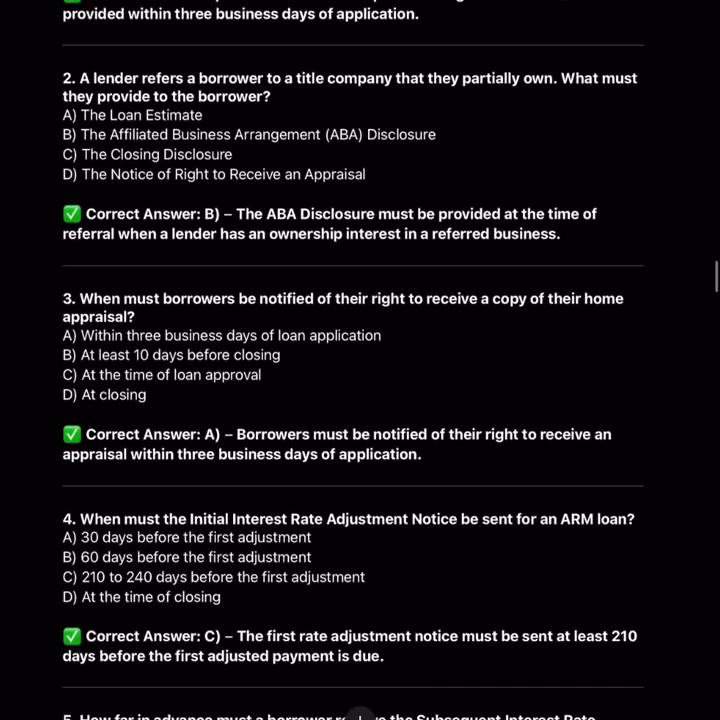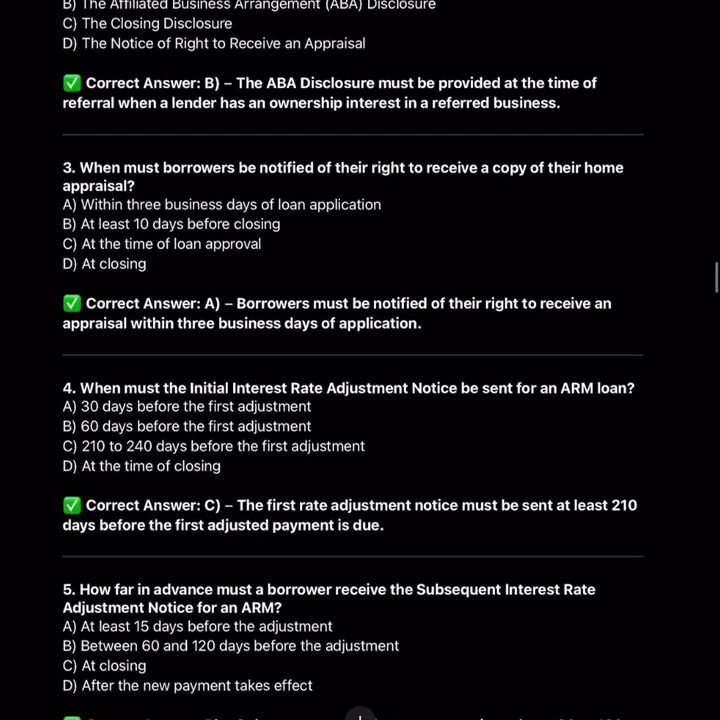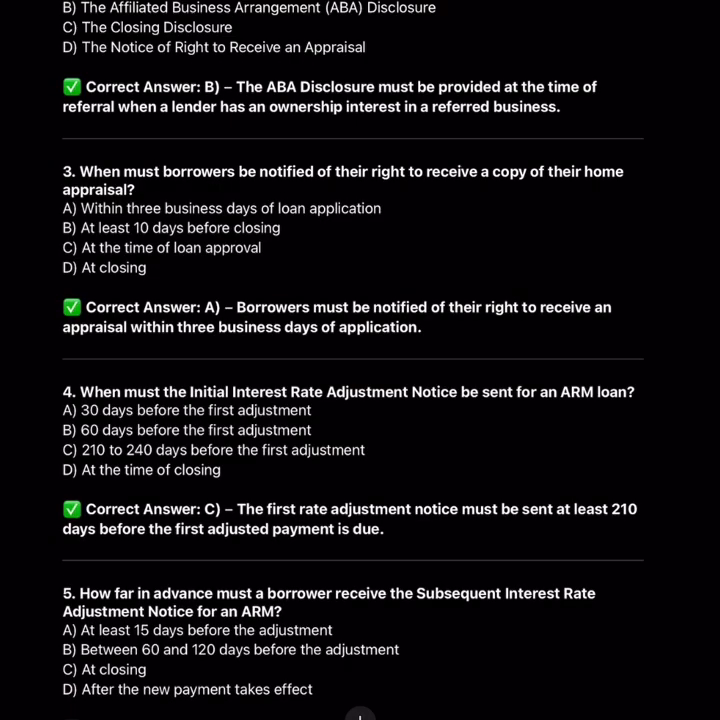2. A lender refers a borrower to a title company that they partially own. What must they provide to the borrower? A. The loan estimate. B. Affiliated Business Arrangement, ABA disclosure. C. The closing disclosure. D. The notice of right to receive an appraisal. Correct answer, B. The ABA disclosure must be provided at the time of referral when a lender has an ownership interest in a referred business.